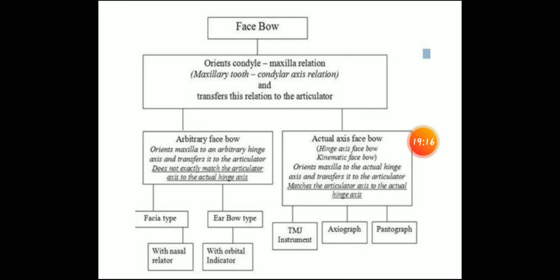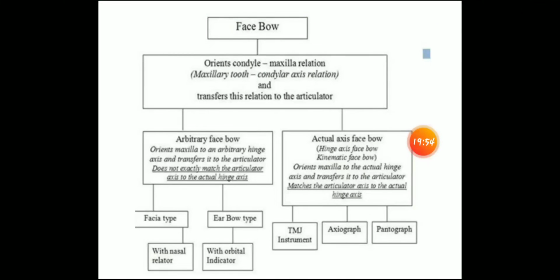So there are different types of face bow. One is the arbitrary face bow, and the other is a kinematic or actual axis face bow. There is not much of a difference. Arbitrary in the sense you are calculating the hinge axis arbitrarily. Okay, so that is why it is called arbitrary. It is not the exact hinge axis. In the kinematic face bow, it is the exact hinge axis you are recording and transferring. But in arbitrary, you are taking an arbitrary axis, almost near similarly.